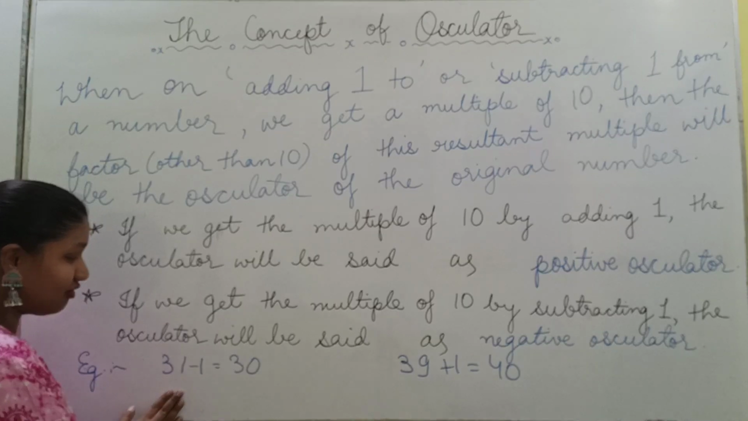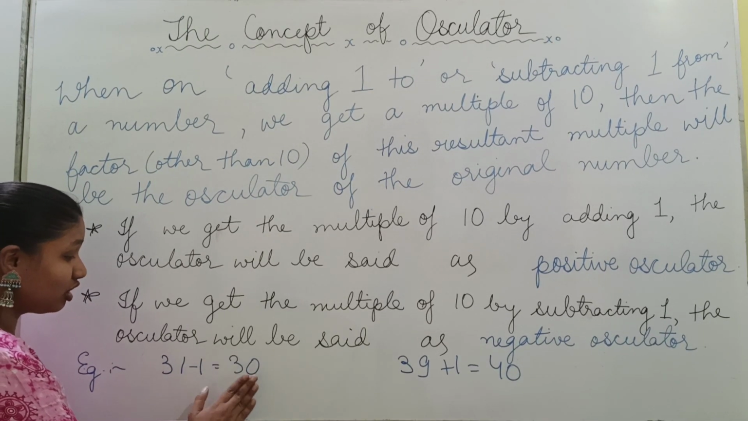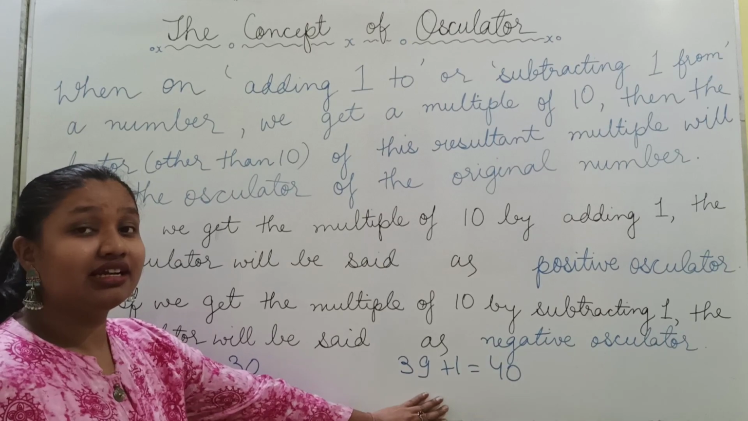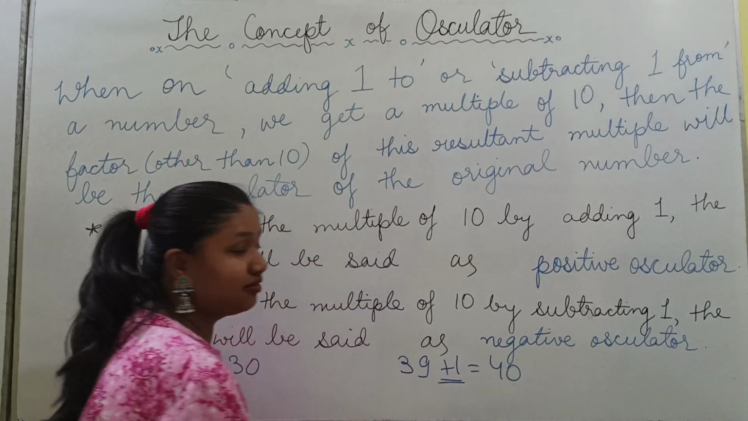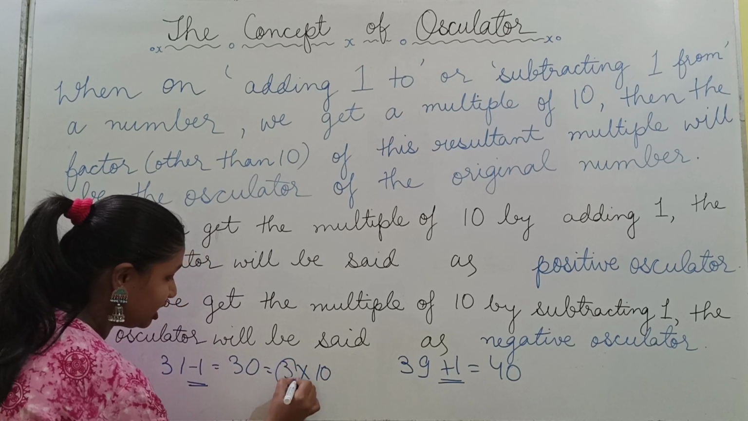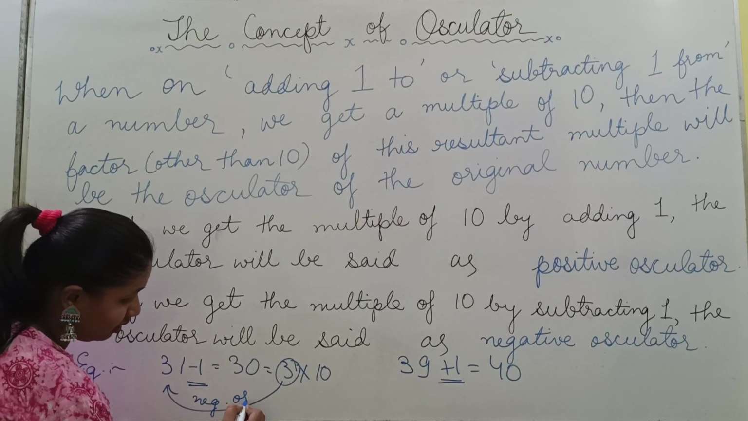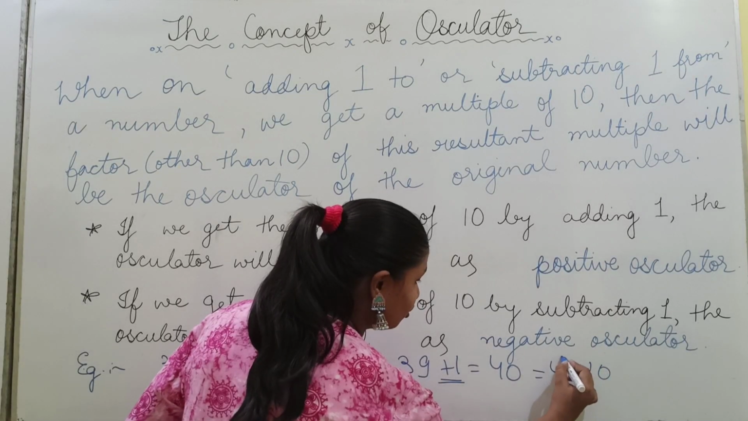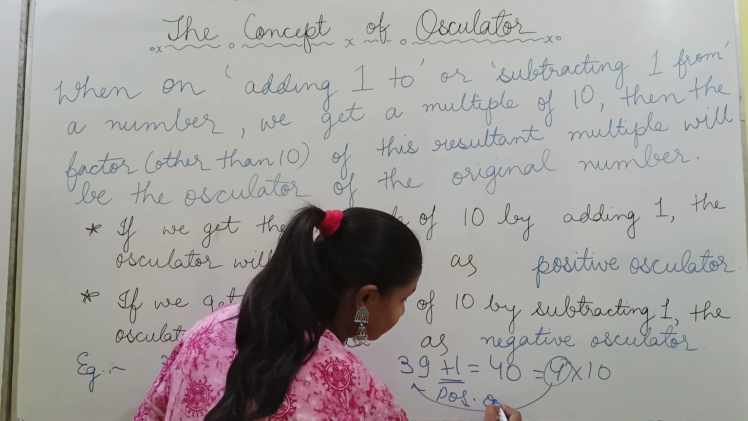So in this case we will have a negative osculator, as we got the multiple of 10 by subtracting 1, and in this case we will get a positive osculator, as we got a multiple of 10 by adding 1. Here 30 equals 3 into 10, so 3 is our negative osculator of 31. And we have 40 as 4 into 10, so 4 is the positive osculator of 39.